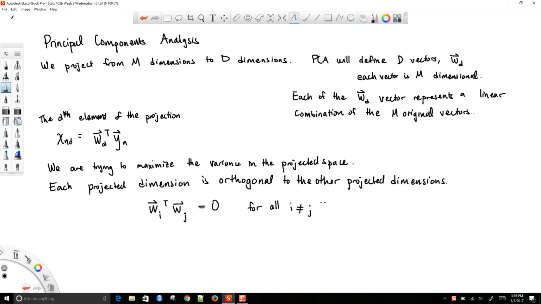Yes? The very top, to the left, what does it say? We'll define d vectors. No, what's the first thing you wrote? PCA, principal component analysis. Yeah.